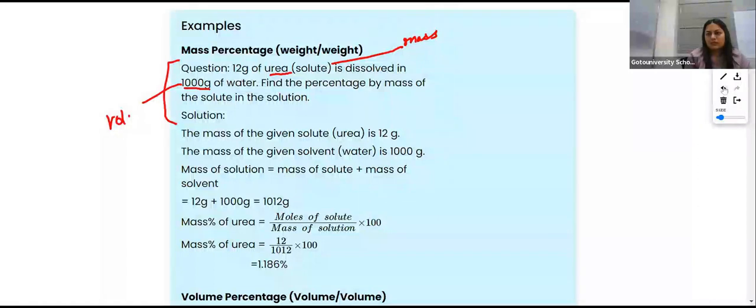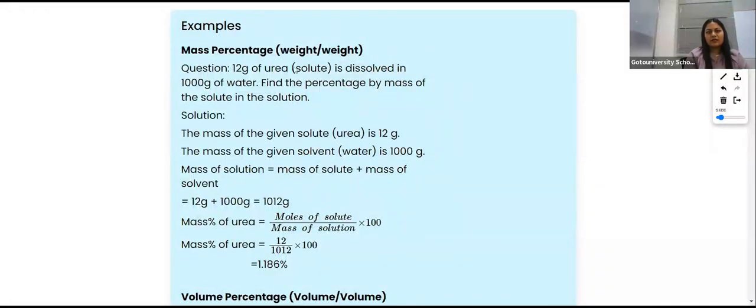Sorry, this is weight by weight. This is present in grams. So this is the mass and this is also the mass of solute. So you have to find the percentage of mass by mass of the solute in the solution. I think you can easily do this.